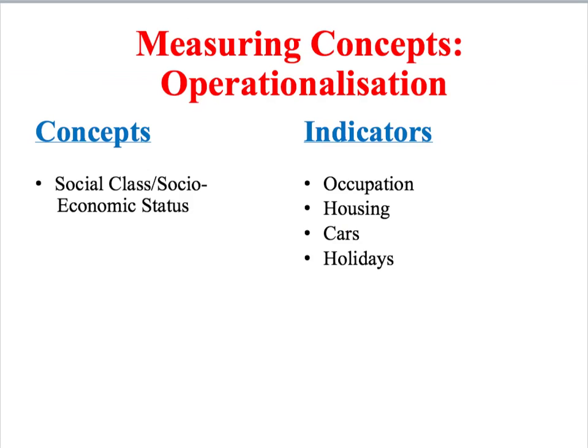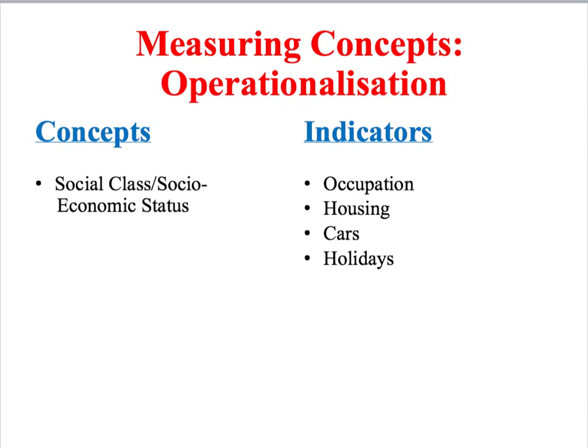Now, descriptive terms like social class or socioeconomic status, as it's also known, these things are called concepts, and concepts are the tools or ideas that sociologists use to describe the social world. But if they're going to do quantitative research, in other words, use numbers, they have to find ways of measuring these concepts. And this is a process that is technically called operationalization.